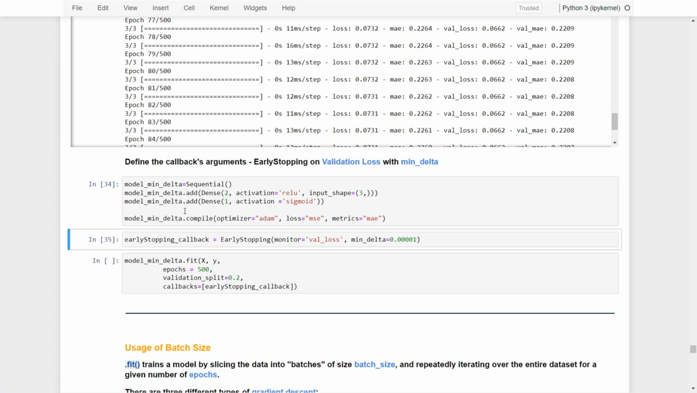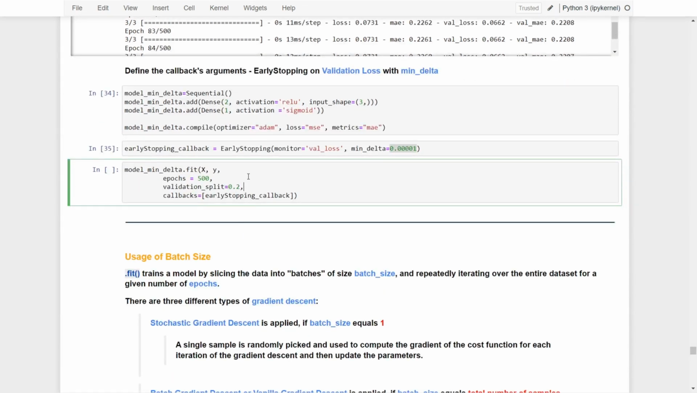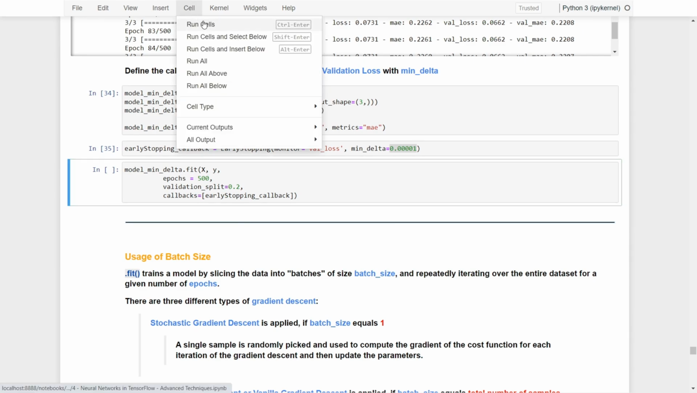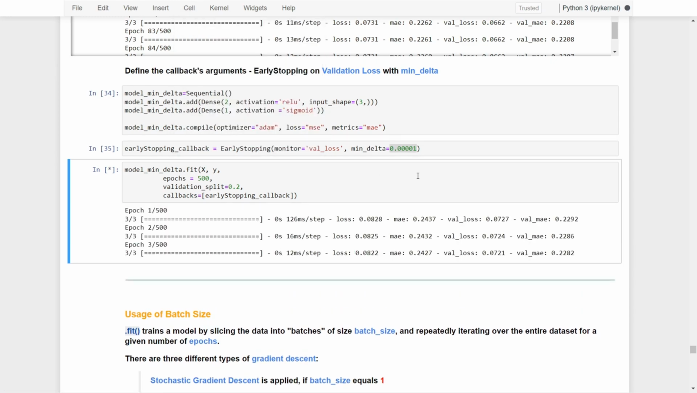Again, we just configure the neural network as we've done before, and then we assign this early stopping function, but instead of patience equal to 3, this time we change this to min delta equal to 0.00001. And again, we just put everything into the fit function. And now let's run the cell.